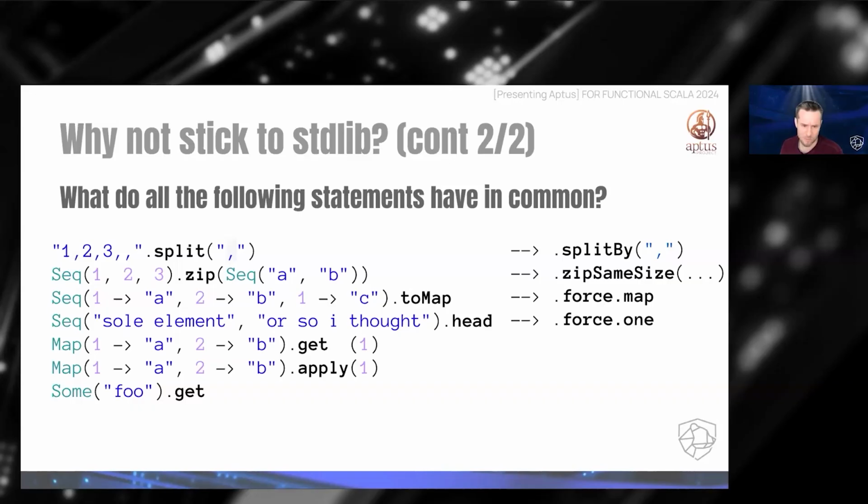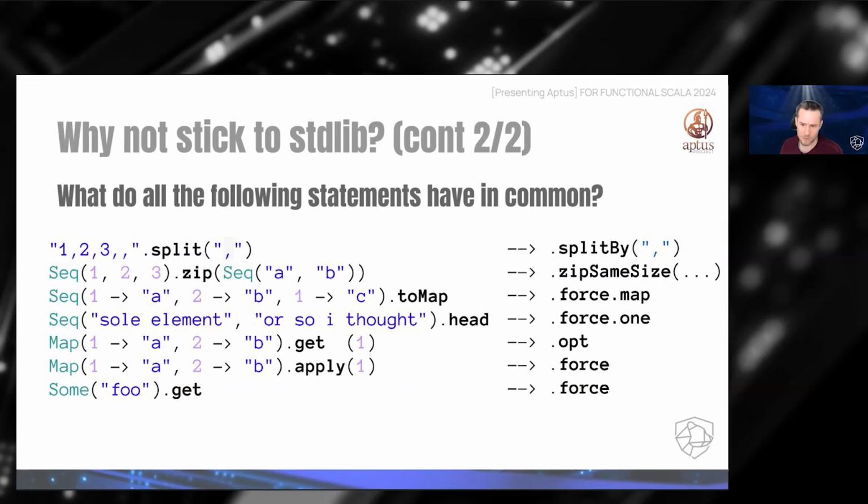And the last three have more to do with making things clearer. So opt will make it clear that we're optionally getting a value. Force will make clear that we're forcing getting a value, and same for option.